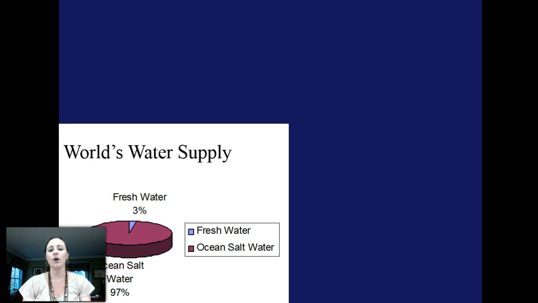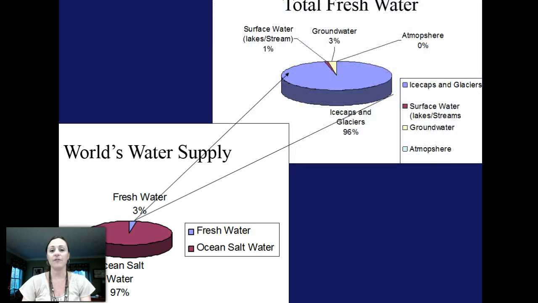Now, of the world's water supply, 97% is ocean or salt water. Only 3% is fresh water. And of that 3% fresh water, 1% comes from the surface water, like lakes and streams. 3% of that is groundwater. 0% or a fraction is in the atmosphere, water vapor.